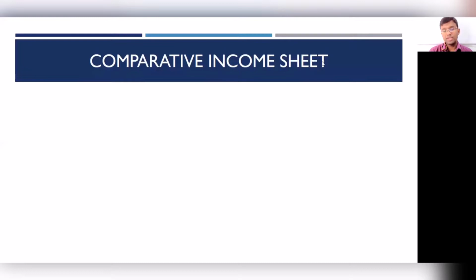In the previous session, we had spoken about comparative statements. We saw that comparative statements are comparative in nature. These are statements that you're preparing to compare the financial aspects of a company for two different time intervals. We had spoken about the comparative balance sheet. In this session, we will be focusing on the comparative income statement.